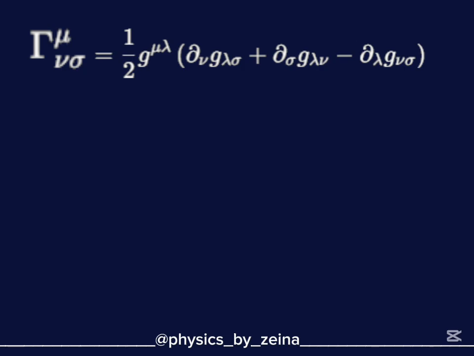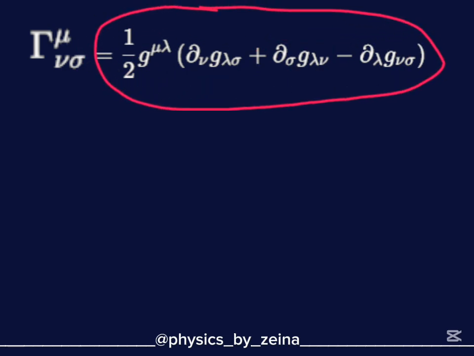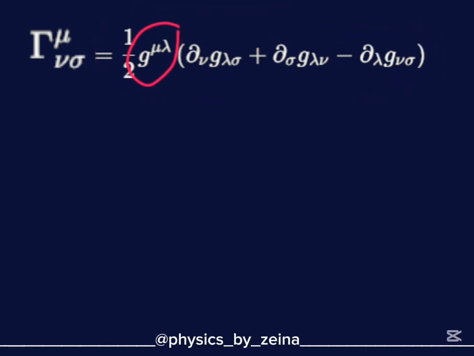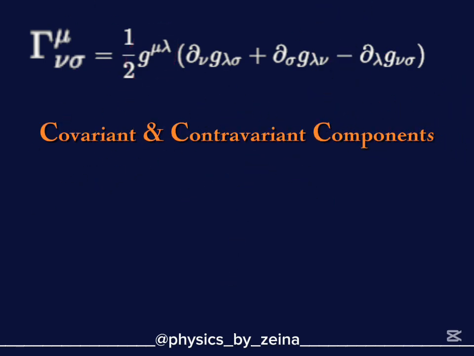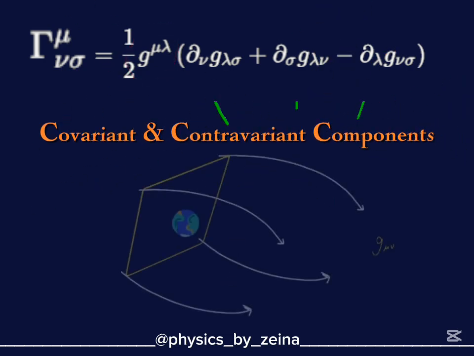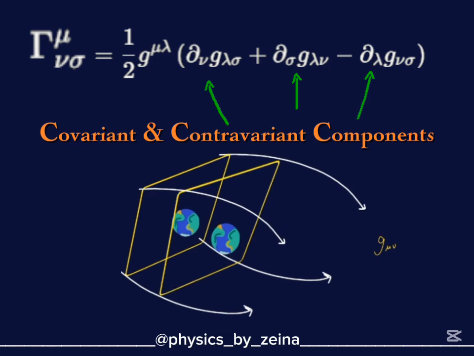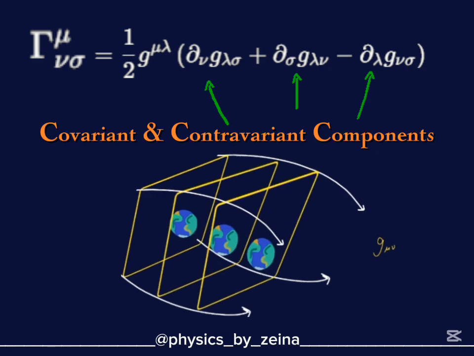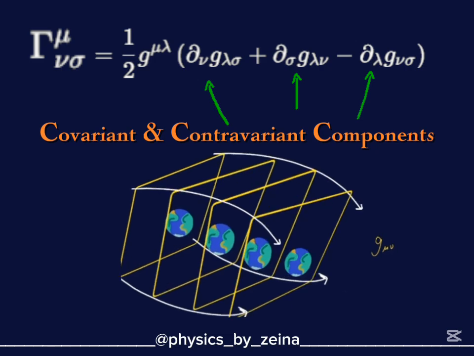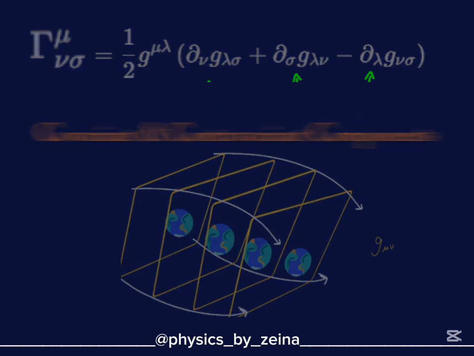Thus, the Christoffel symbol is equal to this, where the inverse of the metric tensor is used to raise indices, allowing us to relate covariant and contravariant components. And the partial derivatives show how the components of the metric tensor change in different directions. Thus, the space curvature affects the vectors.